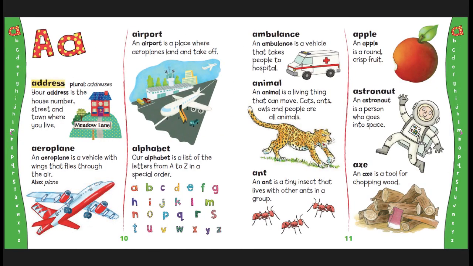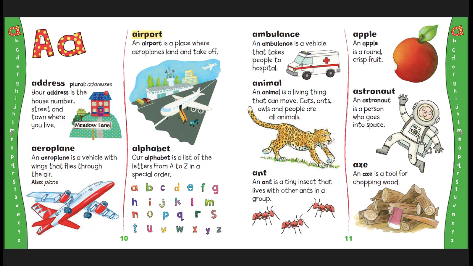A. Address, plural, addresses. Your address is the house number, street, and town where you live. Aeroplane. An aeroplane is a vehicle with wings that flies through the air. Also, plane.